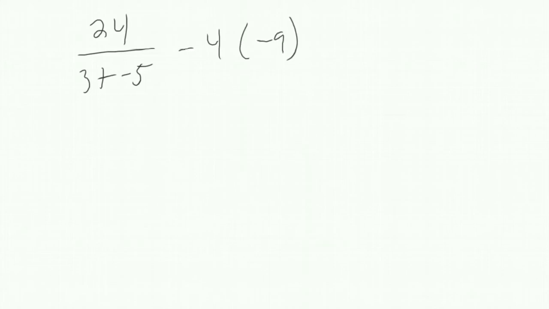So say we have 24 all over 3 plus a negative 5, minus 4 times a negative 9 divided by a negative 3 squared.